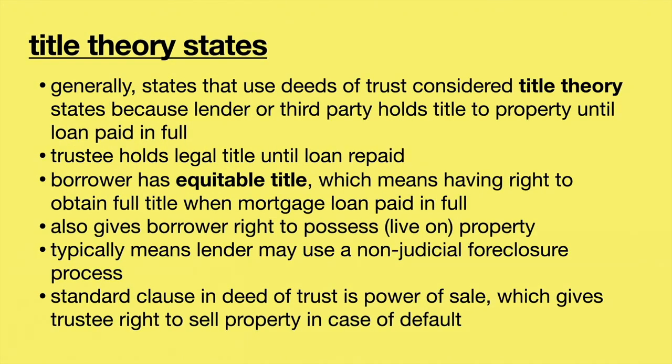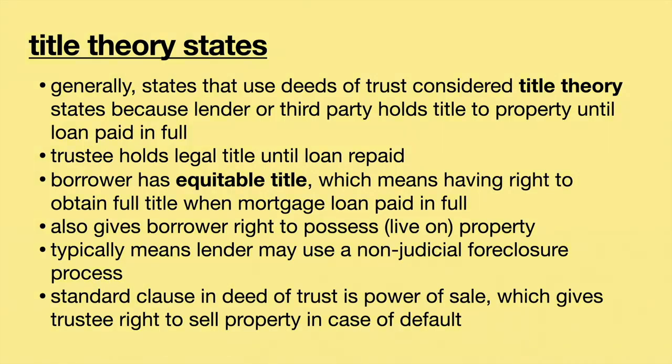Generally, states that use deeds of trust are considered title theory states because the lender or a third party holds title to the property until the loan is paid in full. The trustee holds the legal title until the loan is repaid. The borrower has equitable title, which means having the right to obtain full title when the mortgage loan is paid in full. It also gives the borrower the right to possess, aka live, on the property. This typically means that the lender may use a non-judicial foreclosure process.